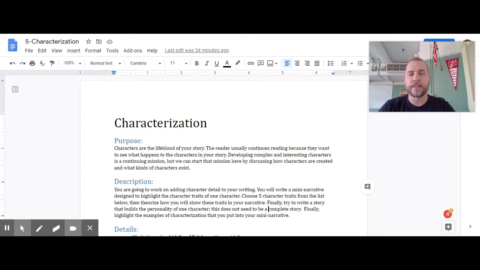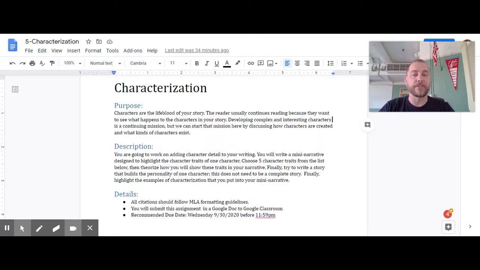All right, let's look at our assignment related to characterization. And so characters are really going to be the lifeblood of your story. They are going to be the thing that's going to keep a reader interested in what it is you're saying. If you have a character that the reader relates to and wants to see succeed, you're going to be much more successful in keeping that reader's attention and making them interested in your story. And so what we're going to be doing is we're going to be working on adding character detail to your writing.